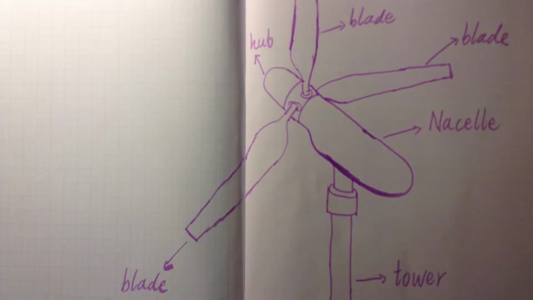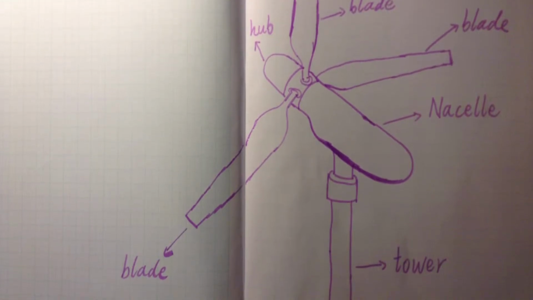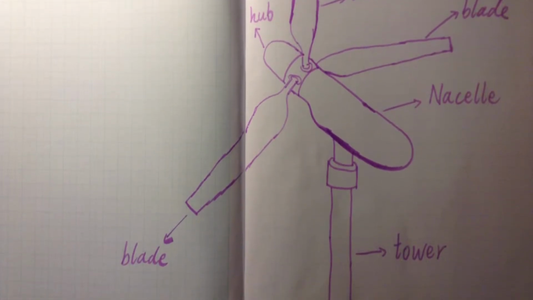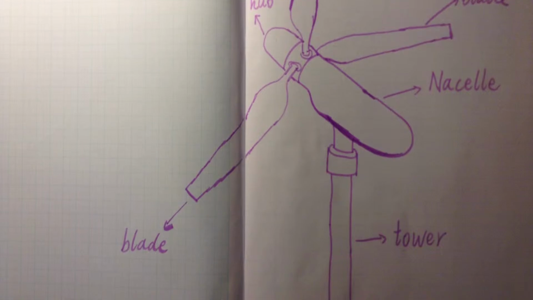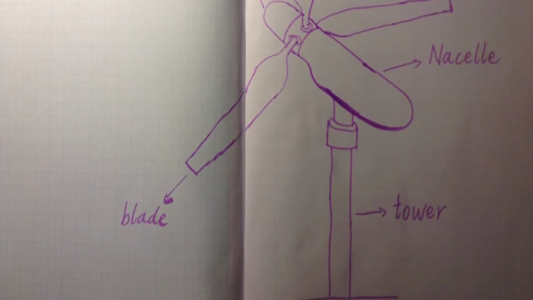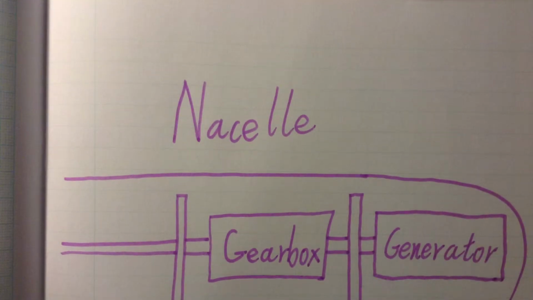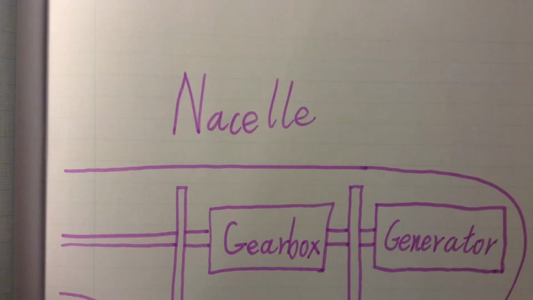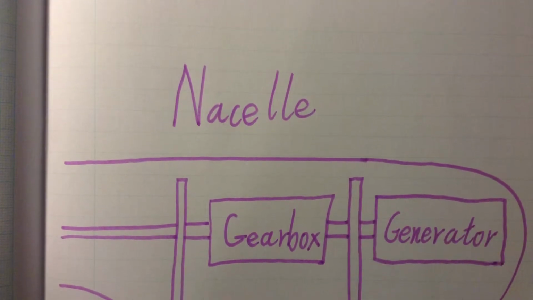Wind energy for electricity generation is using wind turbines. A wind turbine consists of 3 blades, a hub, a nacelle, and a tower. Inside the nacelle, there is a gearbox and a generator.